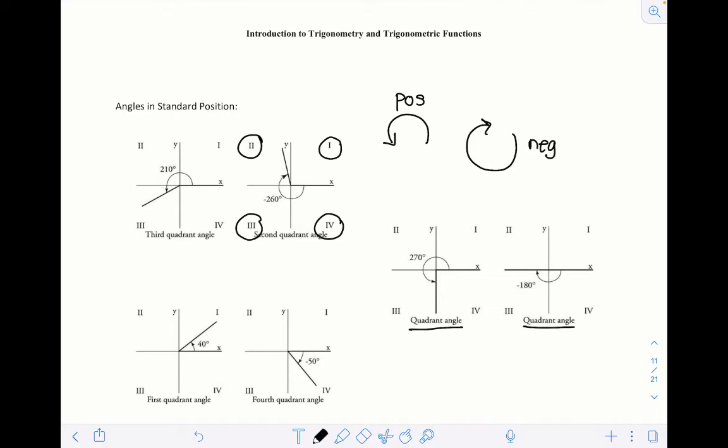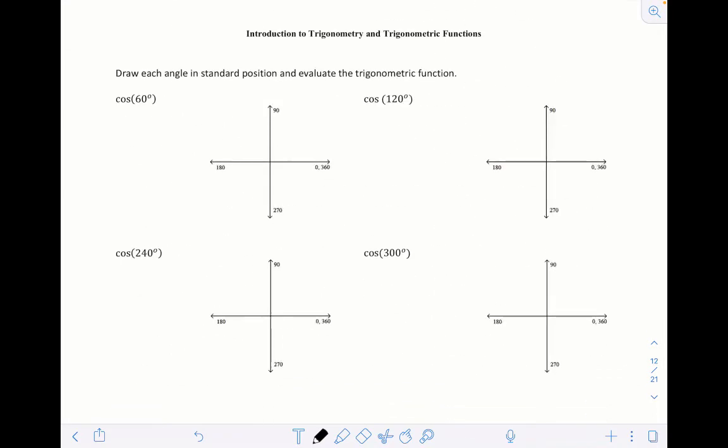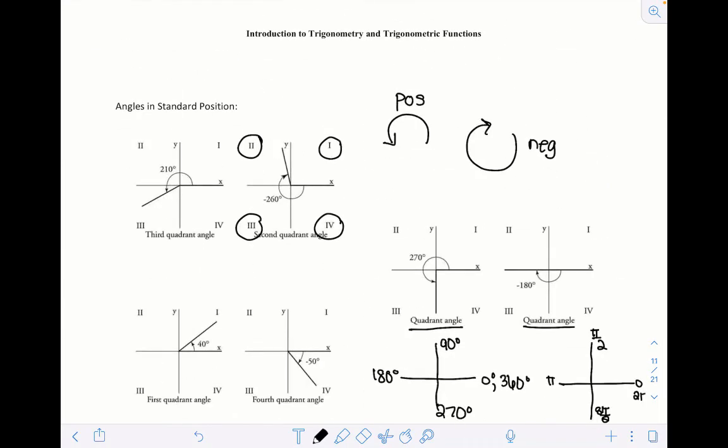Just to review those quadrant angles, if it's in degrees, we would say 0 degrees, 90 degrees, 180 degrees, 270 degrees, and then it goes to 360 degrees. And if it's in radians, it would be 0, pi over 2, pi, 3 pi over 2, and then 2 pi. I'm running out of space here.